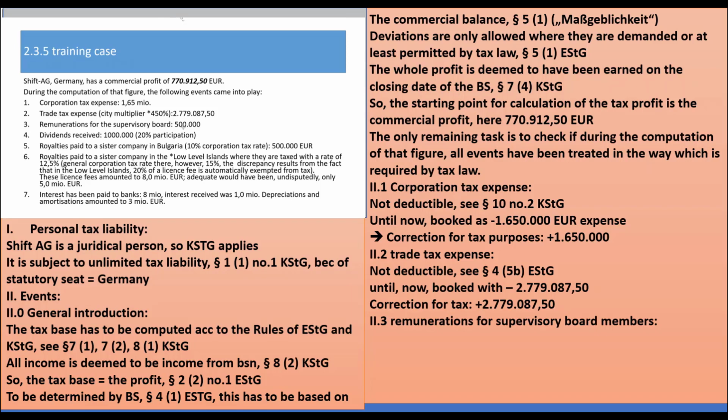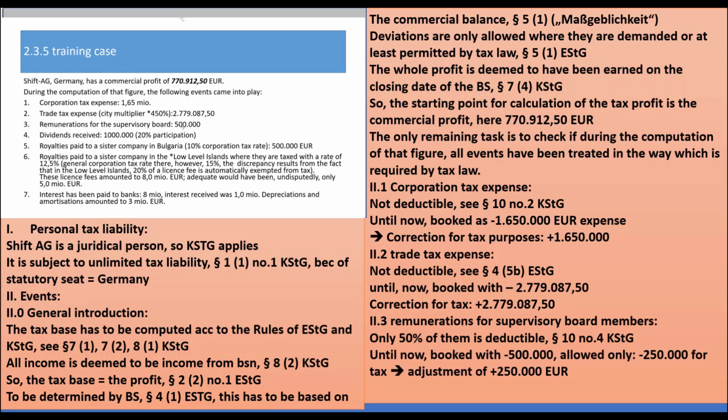The remunerations for supervisory board members is also not fully deductible. Here, the peculiarity, it's only deductible half, 10, number 4, KStG. Until now, in the commercial balance sheet, naturally, the complete expense was taken into account. So minus 500 have lowered the profit. For tax purposes, only minus 250 would be allowed to deduct. So how do we arrive from minus 500 at the allowed minus 250? By reversing plus 250.